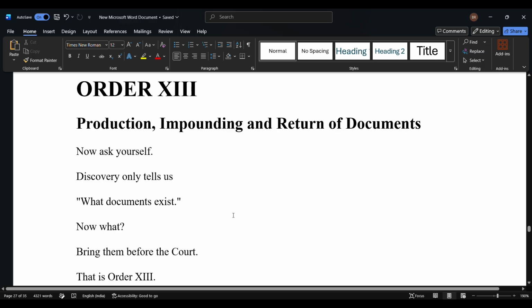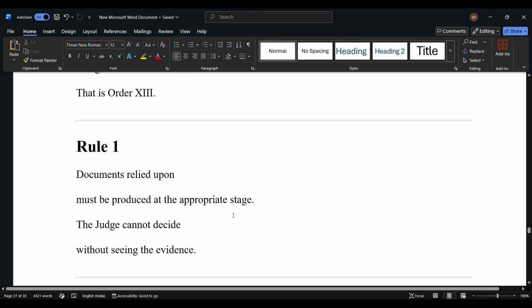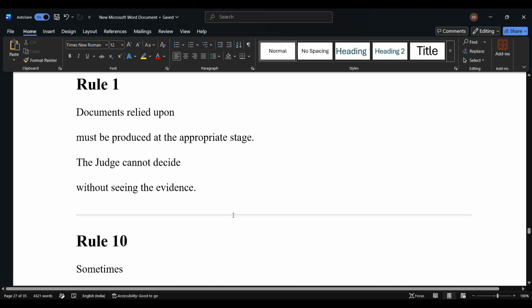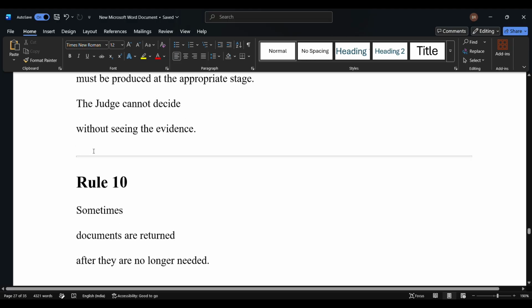Now ask yourself, discovery only tells us what documents exist. Now what? Bring them before the court. That is Order 13. Rule 1: documents relied upon must be produced at the appropriate stage. The judge cannot decide without seeing the evidence.